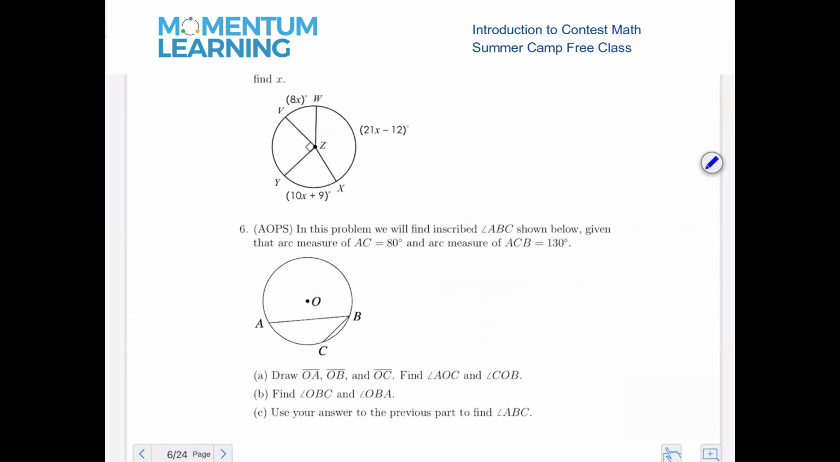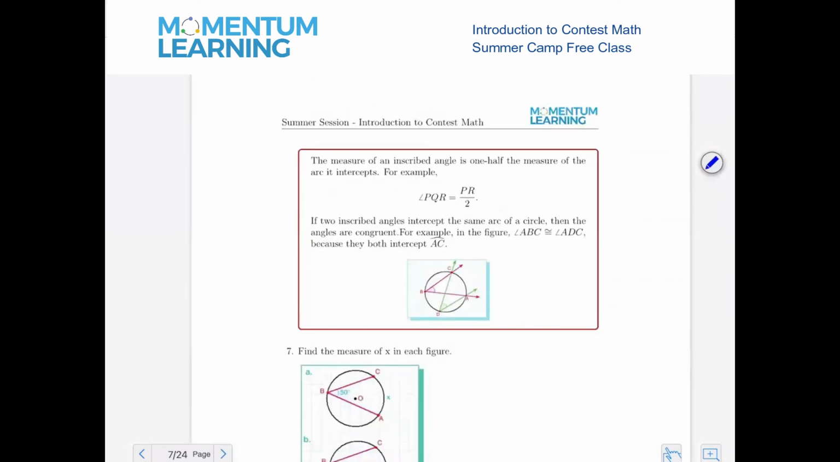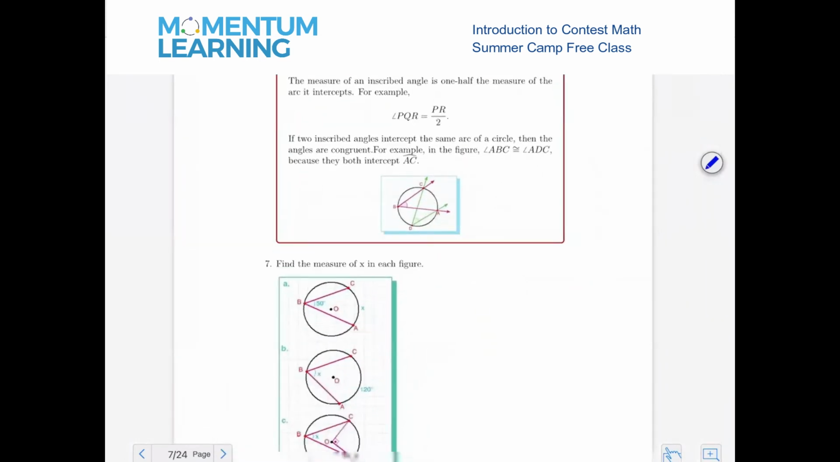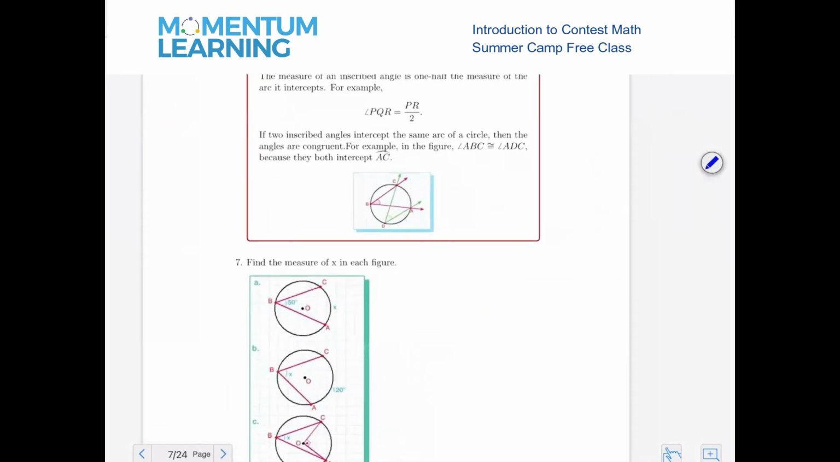Okay, so this was the angles part. Again, I will skip these ones. Okay. Now, let's look at, so we covered the central angle.